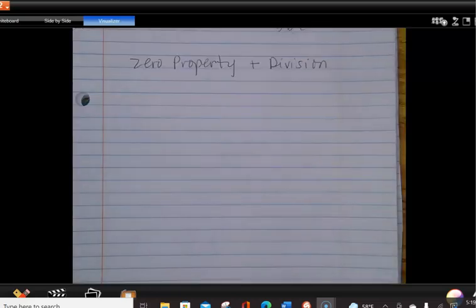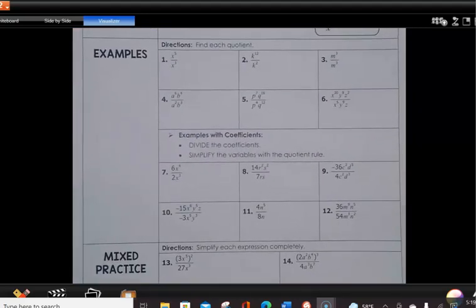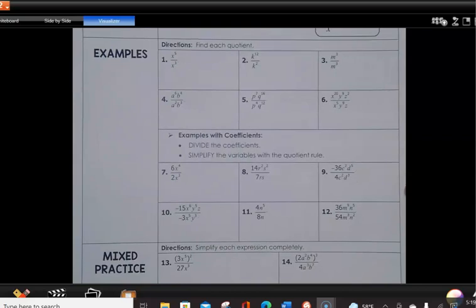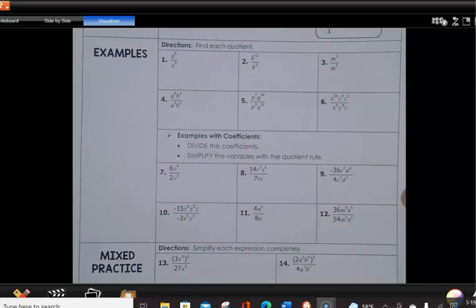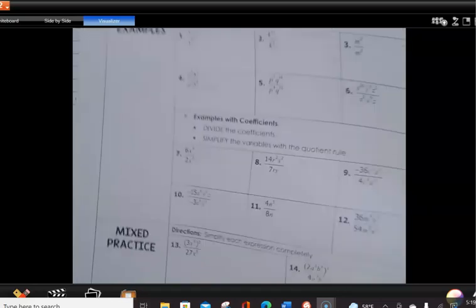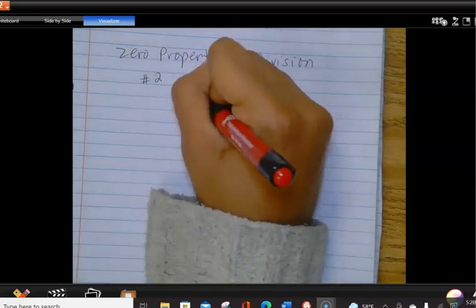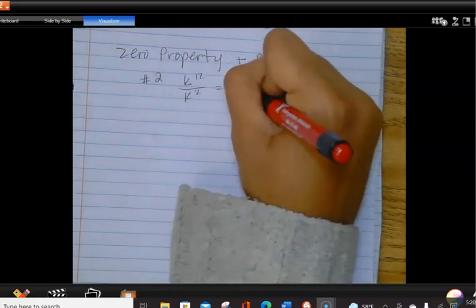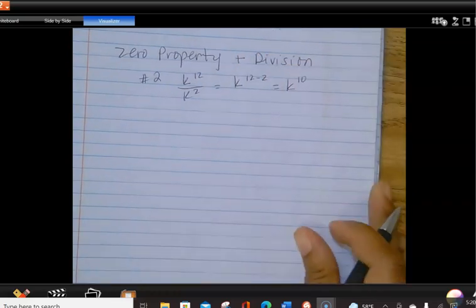All right, let's jump into this worksheet. I'm going to jump around and do number 2, number 6, then jump down to the next section, 7 through 12, and do 2 of those. Here is number 2, very straightforward. I have k to the 12th over k to the 2nd. That's k to the 12 minus 2. The answer is k to the 10th.